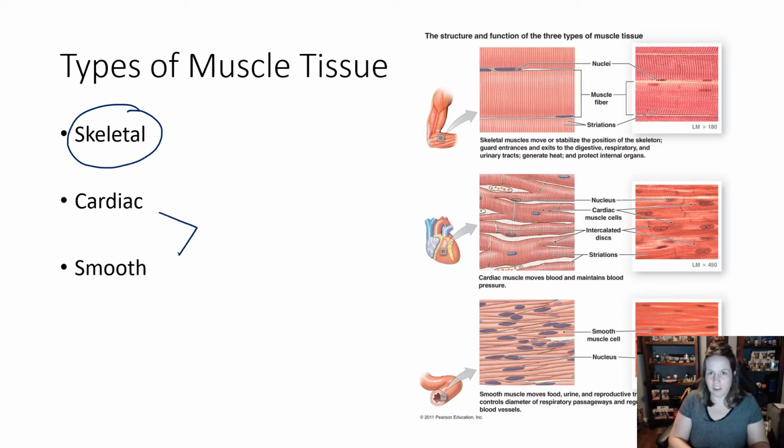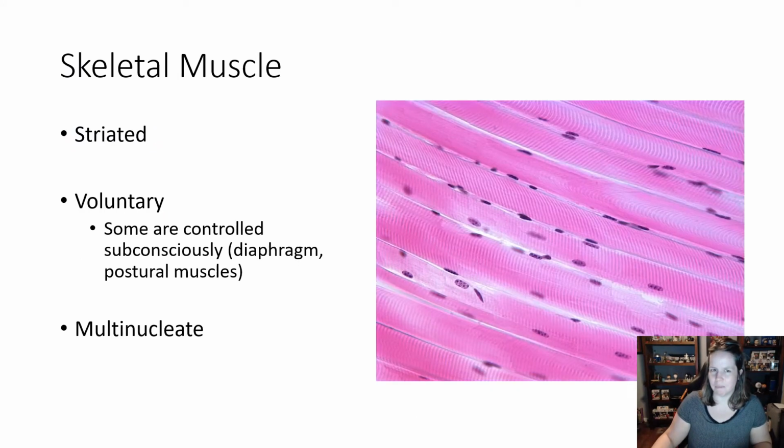With cardiac and smooth, we'll talk very briefly about their structure and very briefly about sort of the differences between them and skeletal muscle. We will not be getting into how they contract or anything like that, because it is very, very weird, I guess would be the best way to say it.